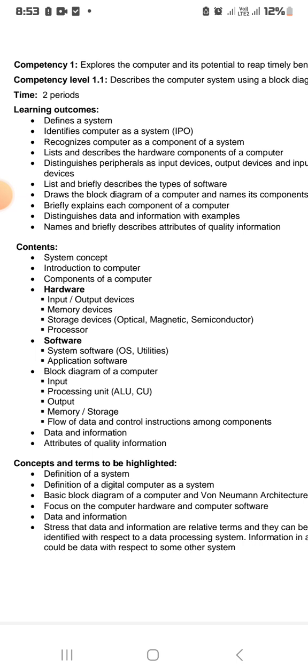The next example is magnetic ink character reader. That means MICR. This is available in banks. It is used to check the accuracy of a check. Check means the checkbook they will give. So this accuracy means the right thing.